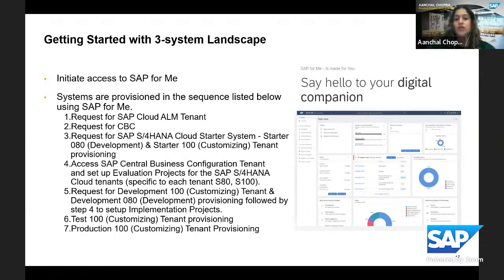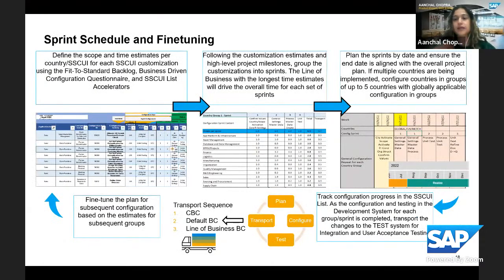So next, I wanted to talk about from the perspective of one of my customers. This is talking about how they've been dealing with sprint scheduling and doing the configurations within the system. They are utilizing the Activate accelerators that I've mentioned, such as the Fit to Standard backlog, using the business-driven configuration questionnaire, as well as the SCCUI list.